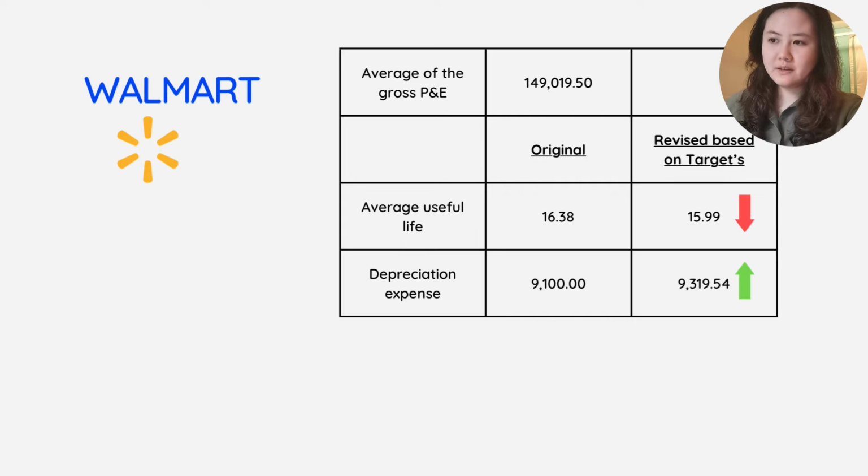Now, since we're using Target's average useful life of its assets to calculate the depreciation expense for Walmart's assets, we see that the average useful life has gone down, so this is a shorter length that we are depreciating the same assets. So for a shorter life, we can see that depreciation expense goes up. So we can say that there is an inverse relation between the average useful life and the depreciation expense, such that the shorter the useful life of the asset, the higher the depreciation expense will be per year.